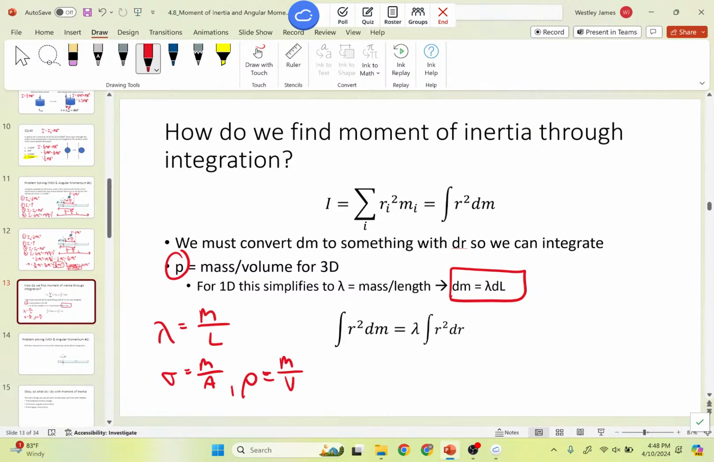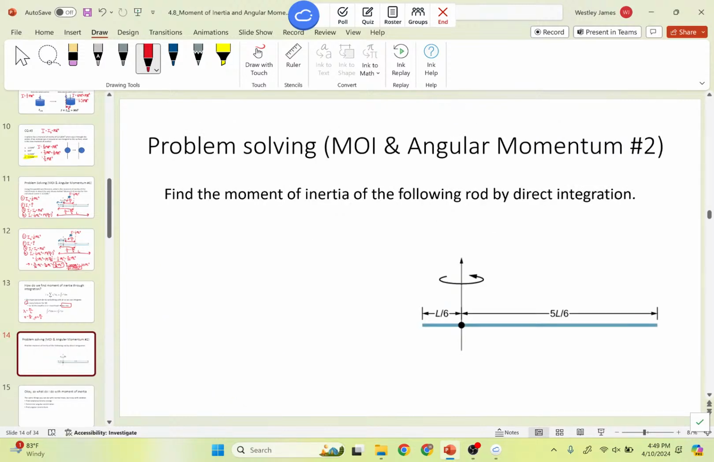All right, so let's do the exact same problem. It was so much fun. Let's do it another way. We already know what the answer is going to be, so we can check our work. So we said the moment of inertia is going to equal lambda times the integral of r squared dr. And here's where you have to be clever.